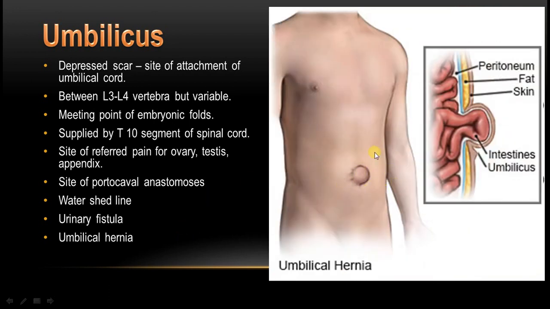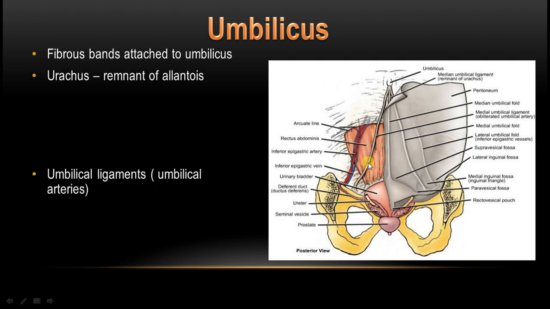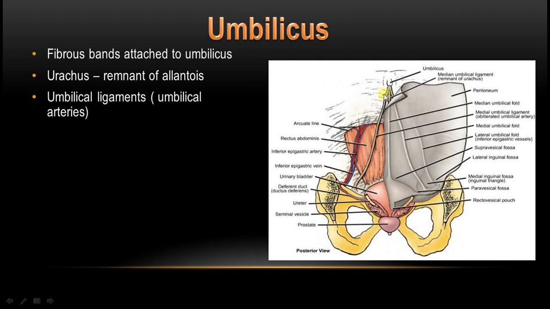So coils of intestine might protrude because it is again a weak area in the anterior abdominal wall. So the folds relating to the umbilicus are, one is the median umbilical fold, or median umbilical ligament, covered by the fold. The median umbilical ligament is actually a remnant of the urachus. Then you have the medial umbilical fold, which contains the obliterated umbilical artery. So umbilical arteries form the medial umbilical ligament.